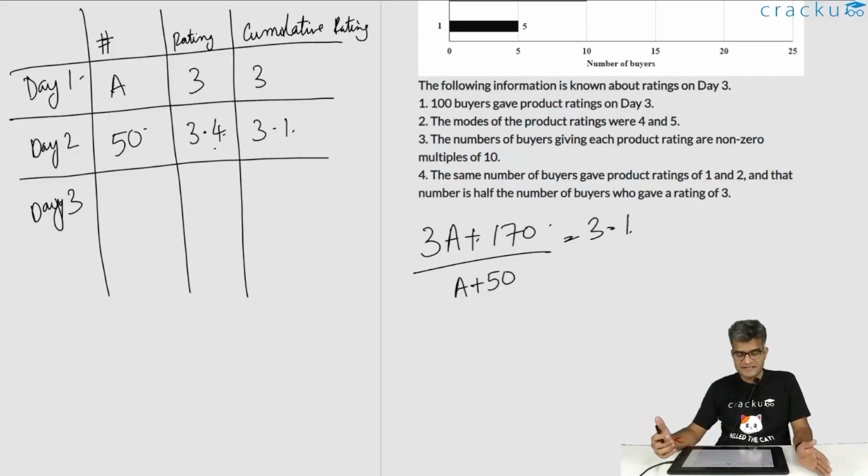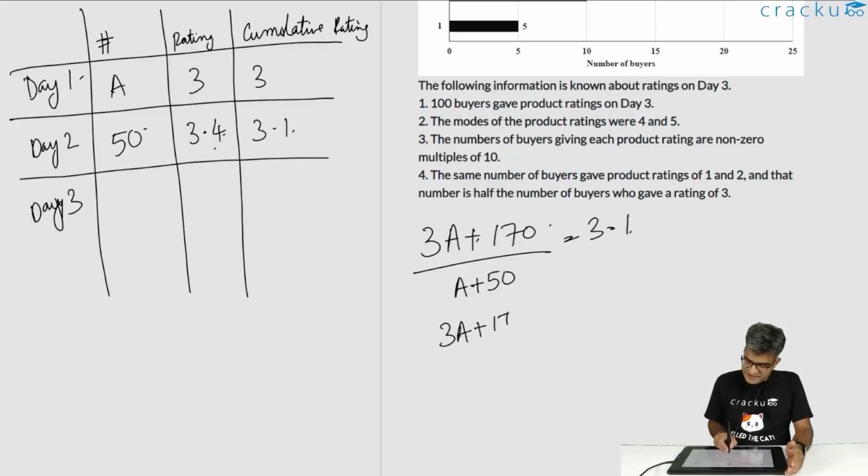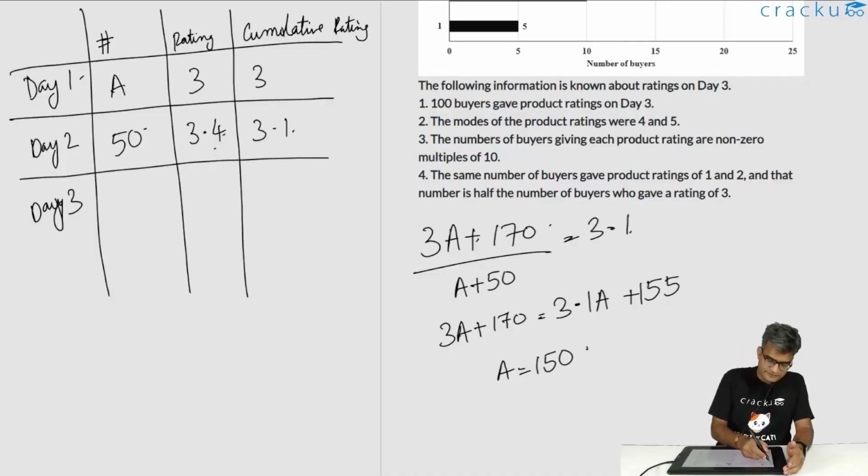Day 1 is A people gave rating of 3. Day 2 is 50 people gave rating of 3.4. If you cross multiply, we are going to get 3A plus 170 is equal to 3.1A plus 155. So the value of A can be calculated to equal 150.